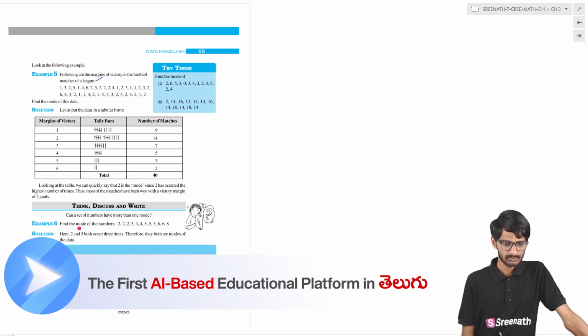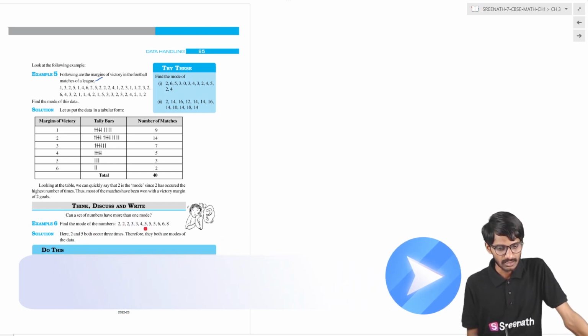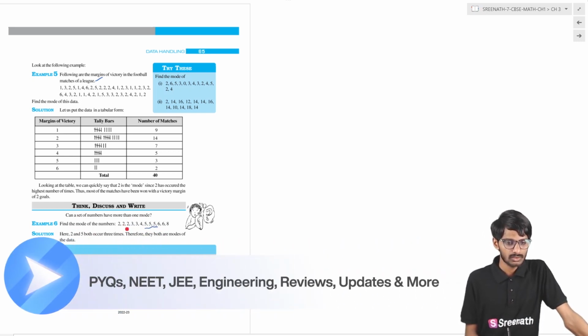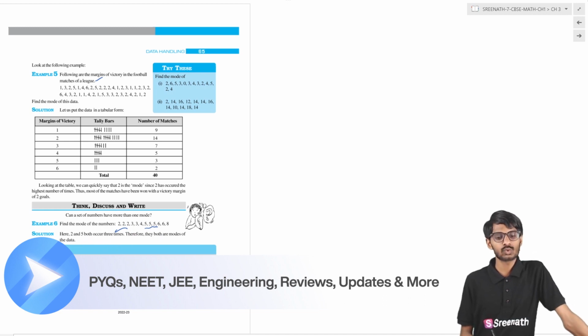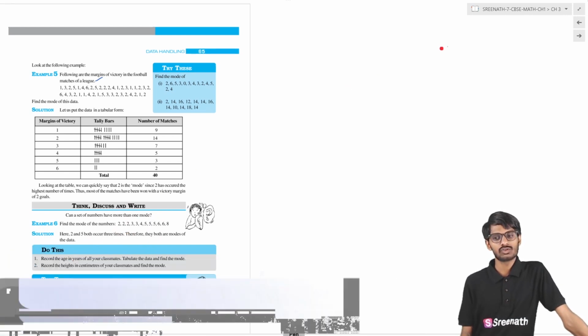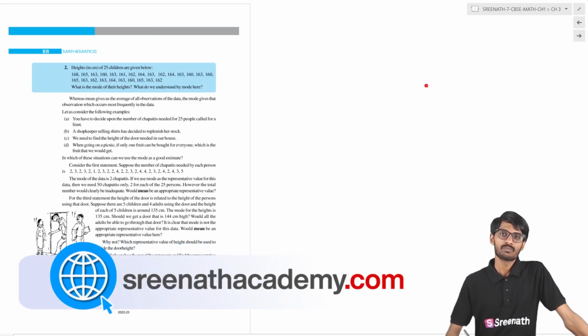Now find the mode of the numbers. If you want to find the mode, here 5 occurs 3 times, 2 occurs 3 times. So 2 and 5 both occur 3 times. So 2 and 5 are the modes of the data. In this way, you have to continue to find the mode, students.